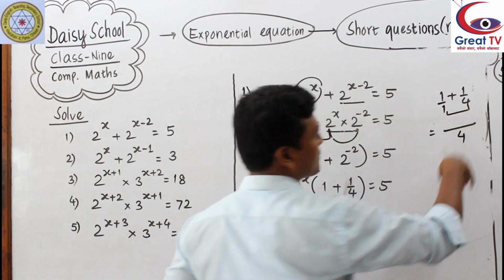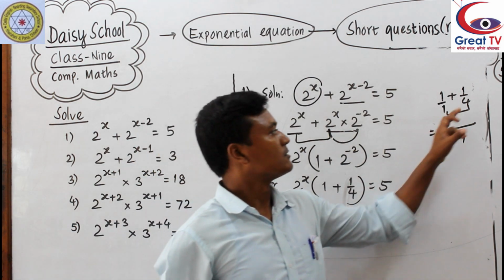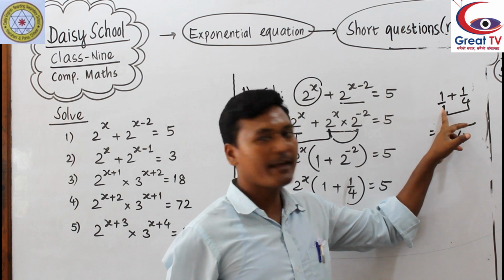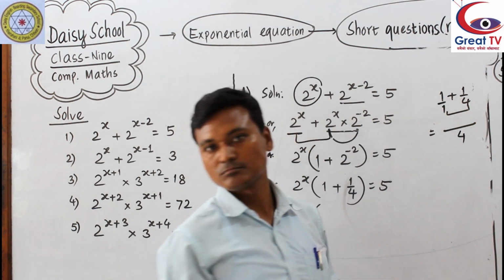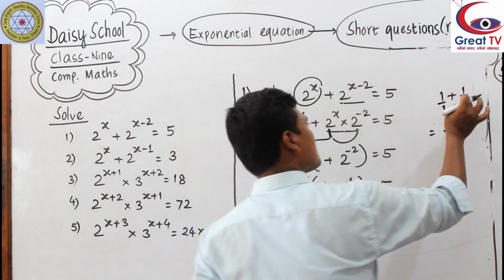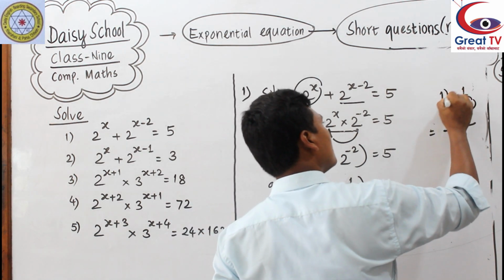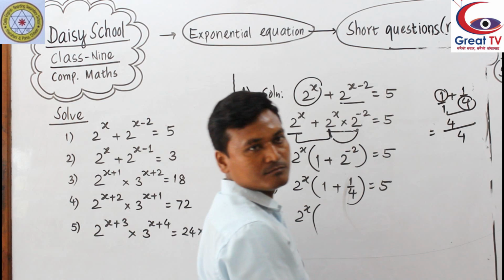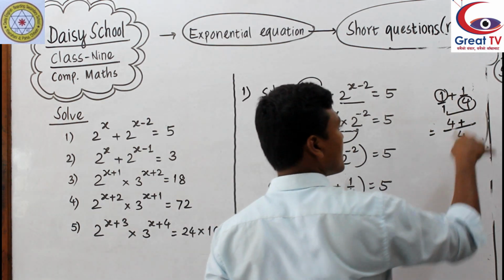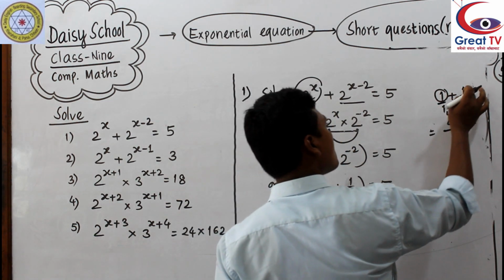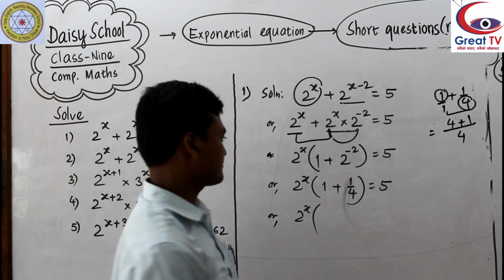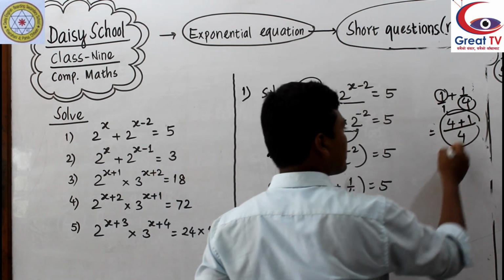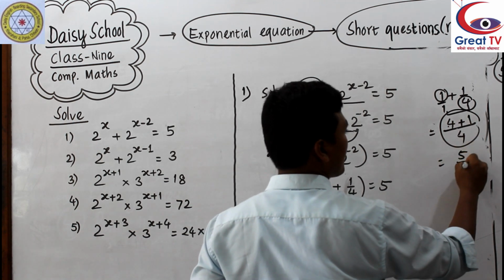1 times 4. In Nepal we say tala tala multiplying, tala writing. 4 times 1 is 4. Then I will go this way: 4 times 1, 4, plus sign over here. Then 1 times 1, 1. Then after this it is 4 plus 1, 5 by 4.